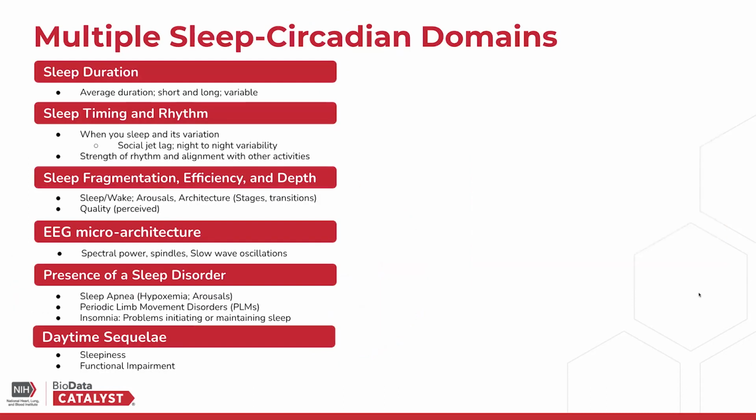But when we talk about sleep, and this is very relevant to those of us interested in sleep data, it's very important to note that sleep is not a single unit type concept, but sleep and circadian health can be described across multiple domains. And these may include sleep duration, sleep timing, rhythms, fragmentation, efficiency, depth, measures from brain EEG recordings on microarchitecture, macroarchitecture, clinical definitions of sleep disorders, and the patient-reported outcomes that describe daytime sleep sequelae. Next slide.